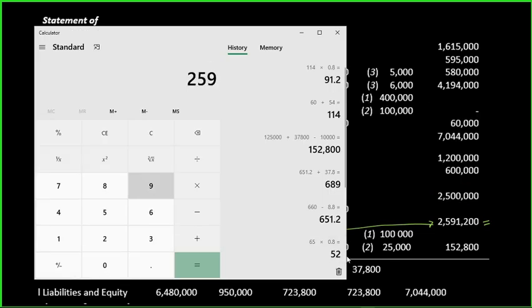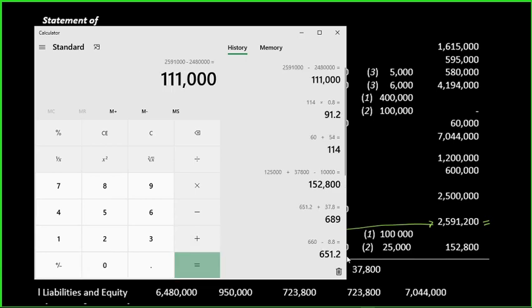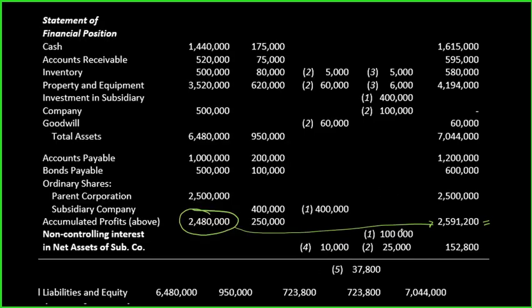2,591. 2,591. Minus 2,480. Equals 111. Bakit 111,000? Mukhang may kulang yata. Wait, let me see. 2,591,200 minus 2,480. Napapahiya ako nito. Tara! Ayun. 111,200. Yes. Siya po yun.